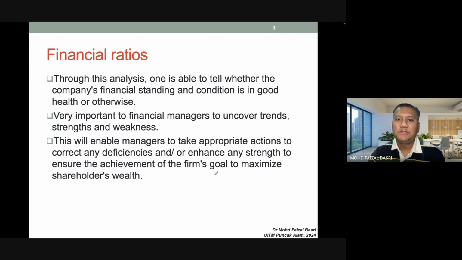Okay, so it is very important to the managers to uncover trends, and to uncover the strengths and weaknesses as well. By having this information upfront, they can take appropriate action on how to enhance or improve the companies moving forward.